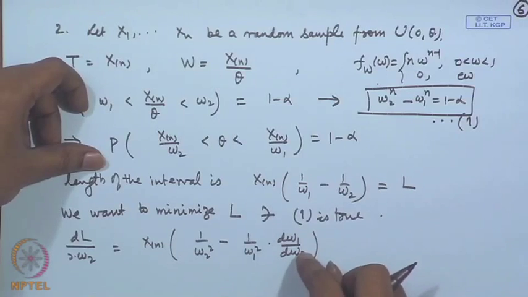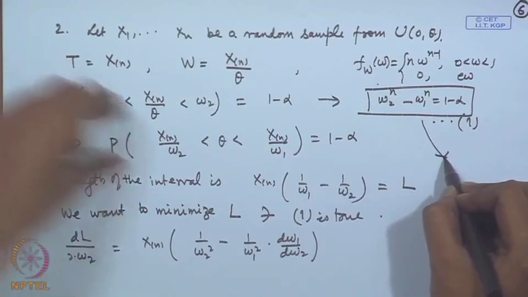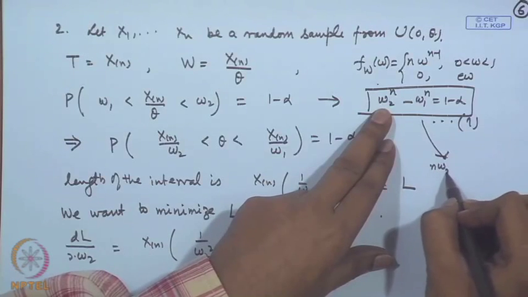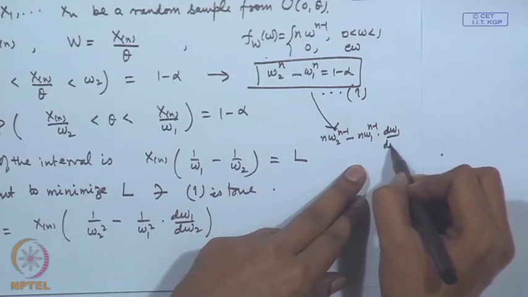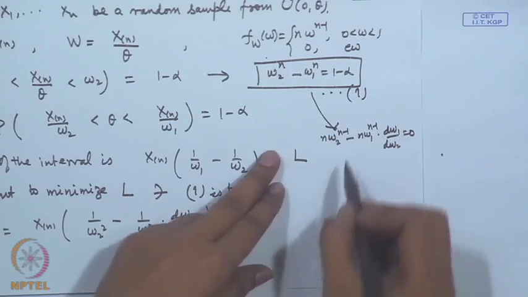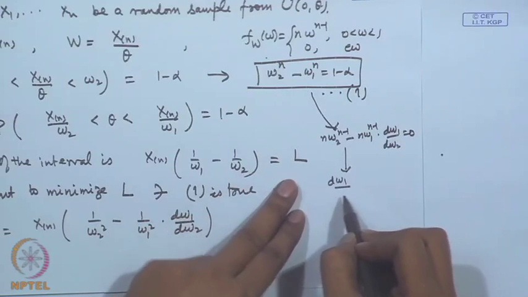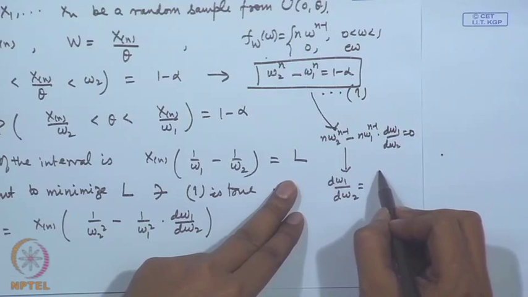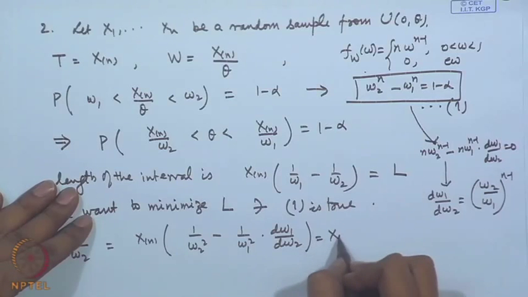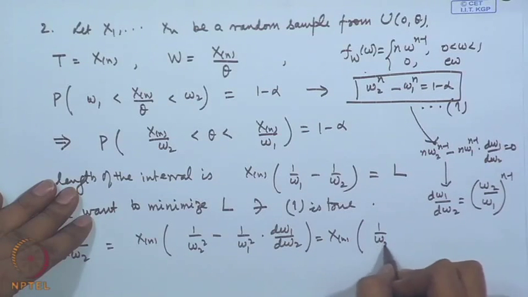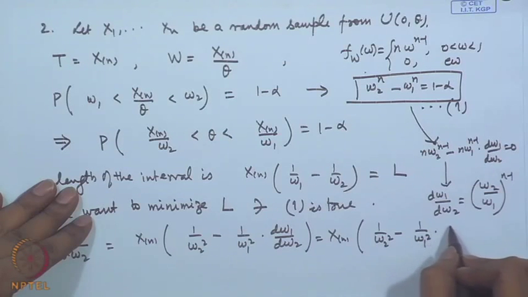But what is d omega 1 by d omega 2? Let us consider also differentiation of this condition. If I differentiate this, I get n omega 2 to the power n minus 1 minus n omega 1 to the power n minus 1 d omega 1 by d omega 2 is equal to 0. But this condition will give me d omega 1 by d omega 2 is equal to omega 2 by omega 1 to the power n minus 1. If I substitute it here, I get this as equal to x n into 1 by omega 2 square minus 1 by omega 1 square into omega 2 by omega 1 to the power n minus 1.